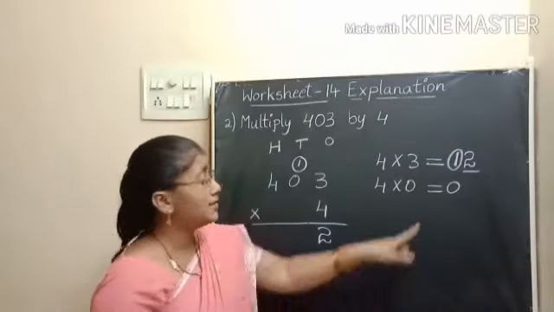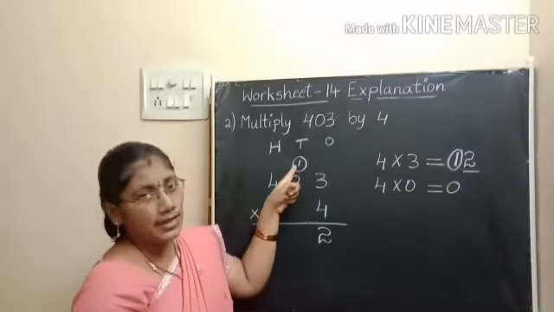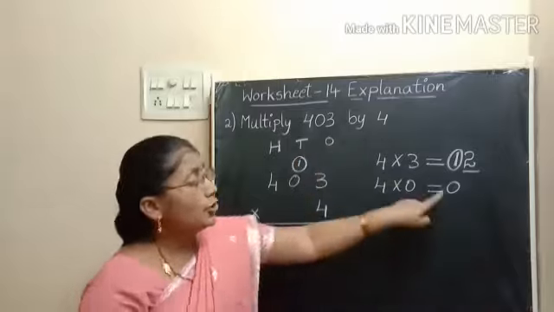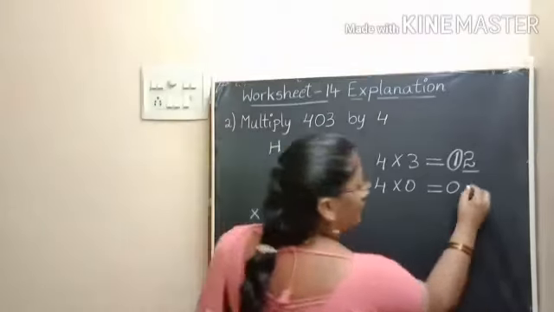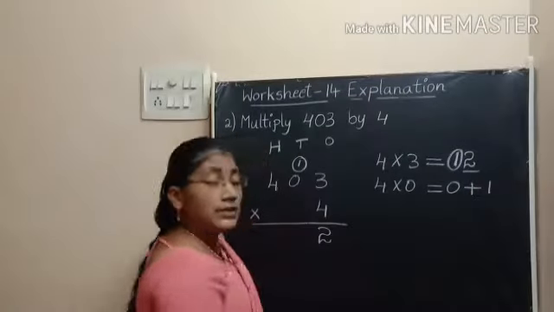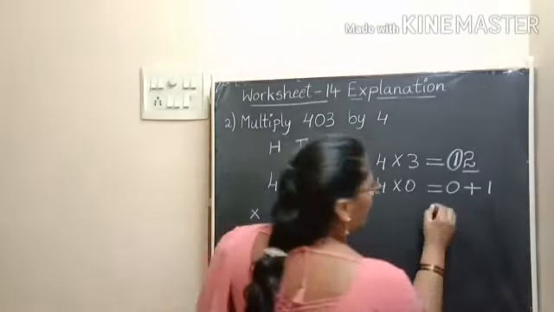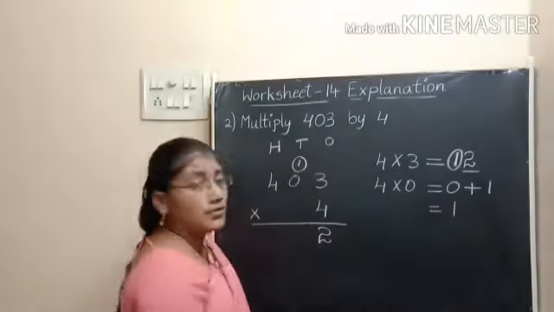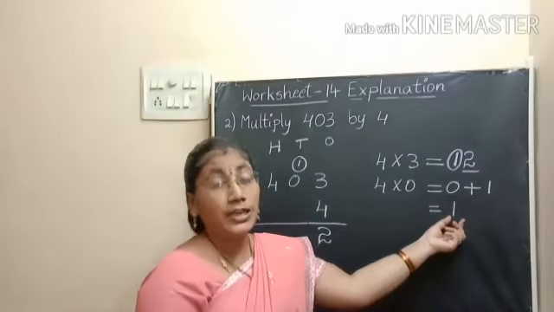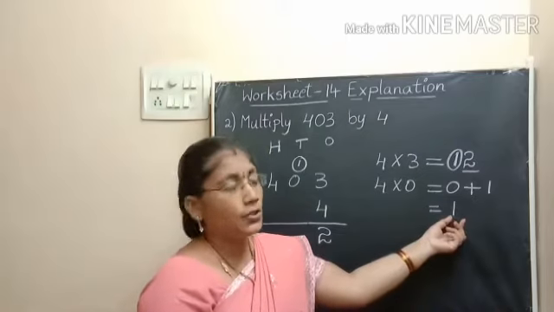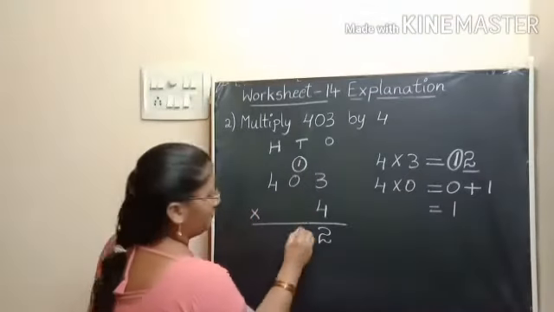But we should not write 0 in the tens column, because we have 1 as a carry. We should add this carry to this result. Understood, children? So we should add 1 to the result of the tens column. Then 0 plus 1, how much is it? 0 plus 1 is 1. So we should write 1 because it is a single digit number. We can write 1 in the tens column as the result.